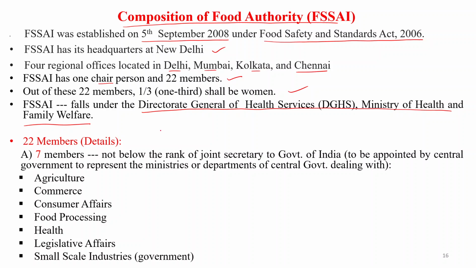Now out of these 22 members, 7 members should not be below the rank of Joint Secretary to Government of India, to be appointed by central government to represent ministries or departments of central government dealing with agriculture, commerce, consumer affairs, food processing, health, legislative affairs, small scale industries.